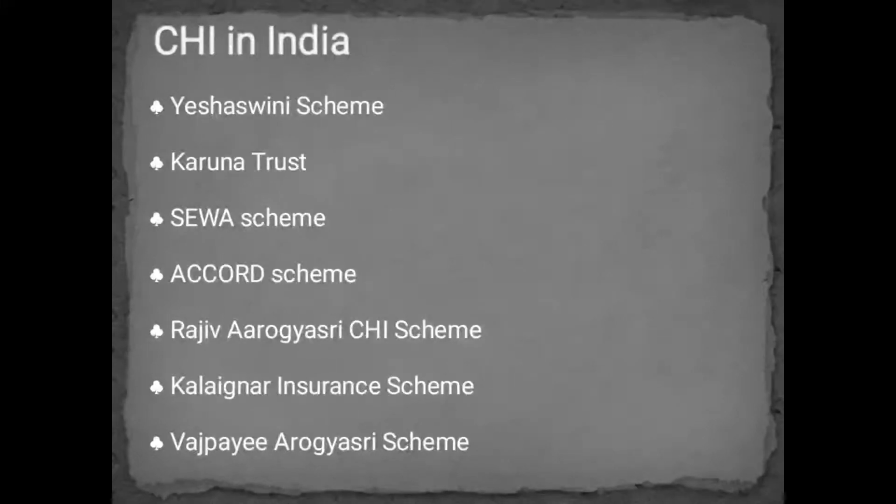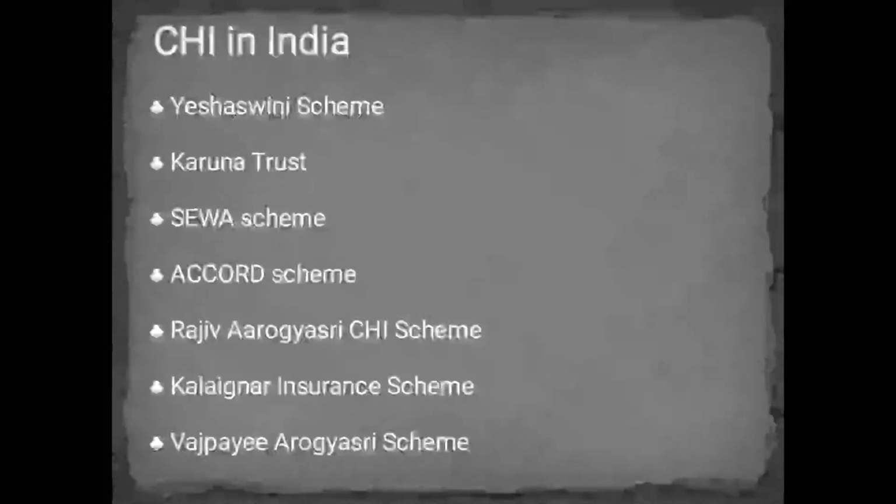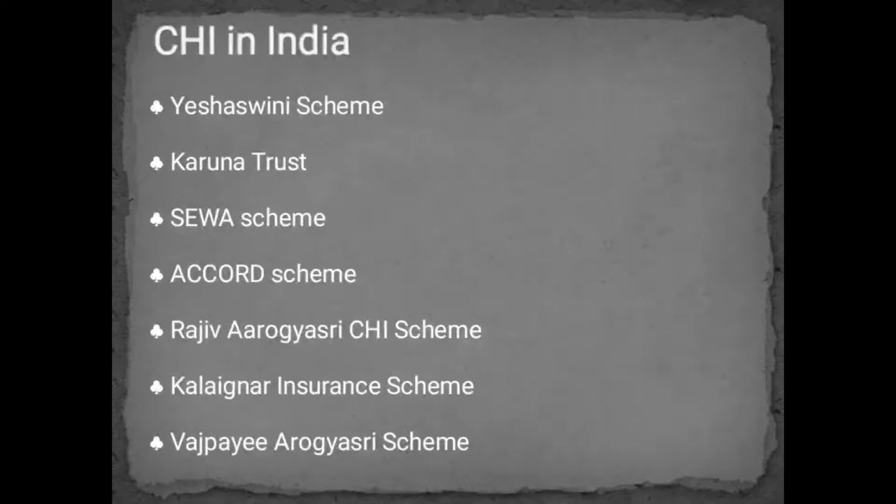Now there are famous community health insurances in India, which are they? Just in gist, we'll be seeing after that. Yashaswini scheme we have, Karuna Trust we have, Seva scheme we have, Accord scheme we have, Rajiv Arogya Shri community health insurance scheme we have, Kalainar insurance scheme we have, Vajpayee Arogya Shri scheme we have. These are the community health insurances in India. In a little gist, we'll see all these.